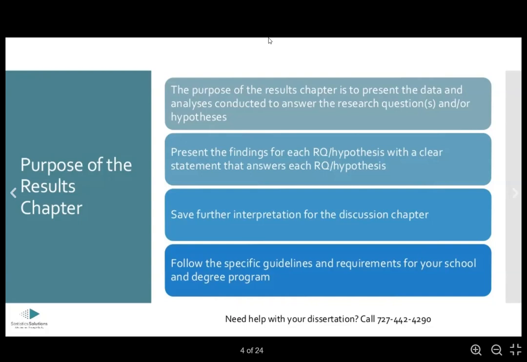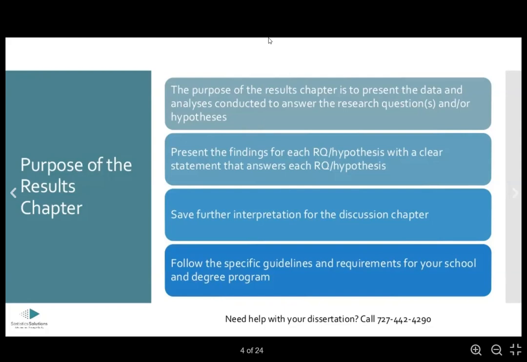Here's where you're going to be reporting that information. This differs slightly from the discussion chapter in that here you're not going to be going too deep into the interpretation of the results. Rather, you'll save your interpretation for the discussion section. So here, just think about plainly reporting, what did you find?